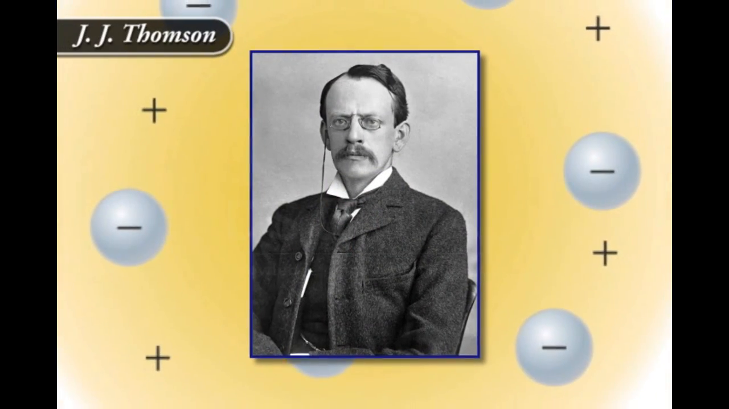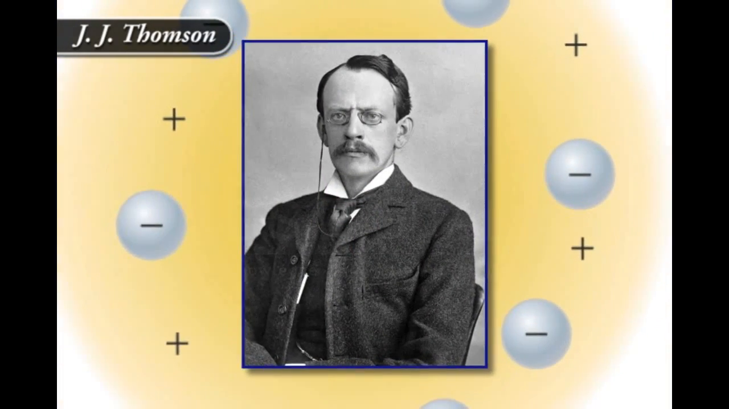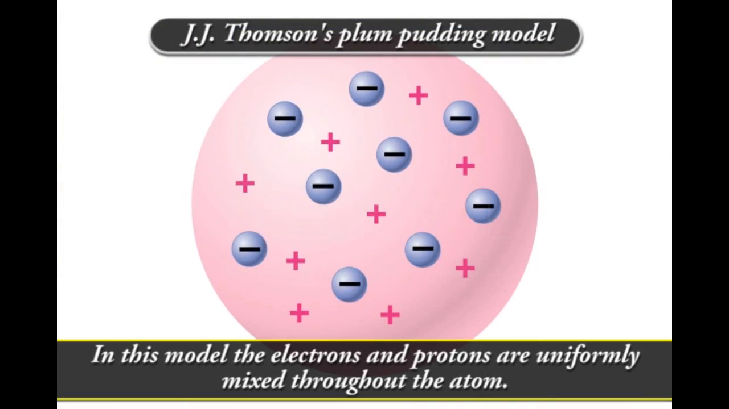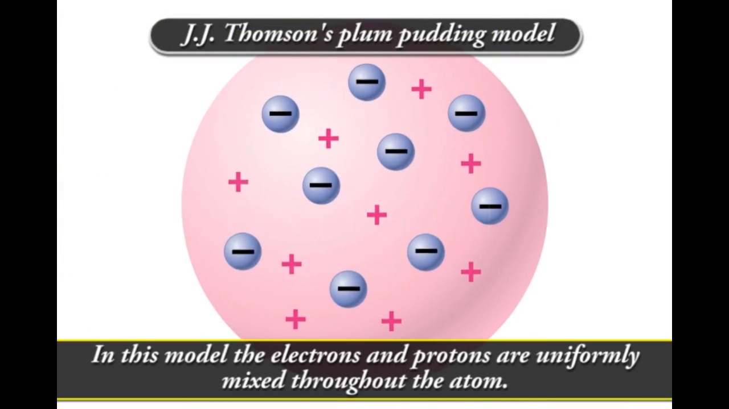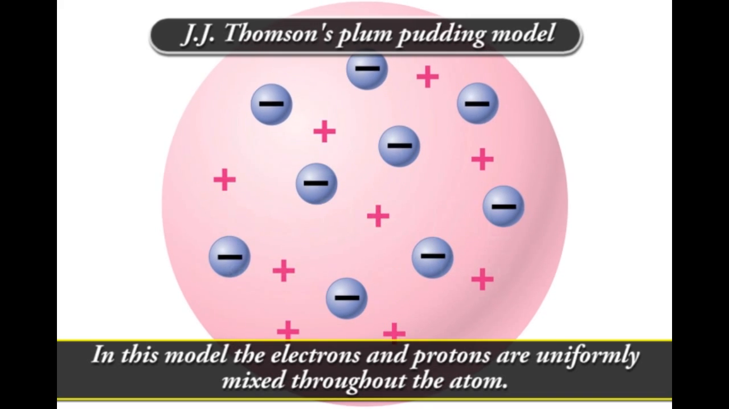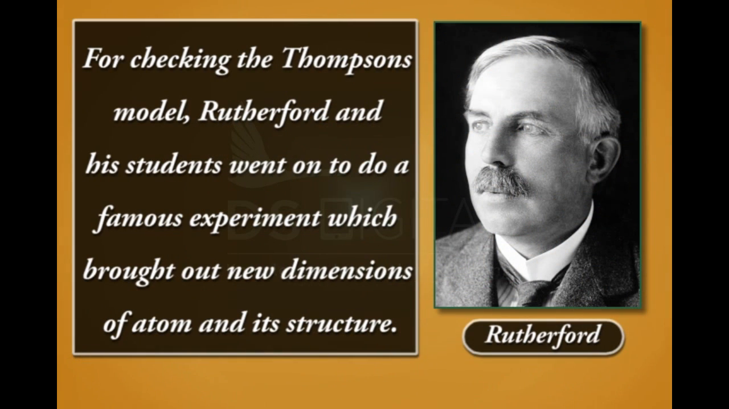J.J. Thomson suggested the plum pudding model. In this model, the electrons and protons are uniformly mixed throughout the atom. For checking Thomson's model, Rutherford and his students went on to do a famous experiment which brought out new dimensions of the atom and its structure.